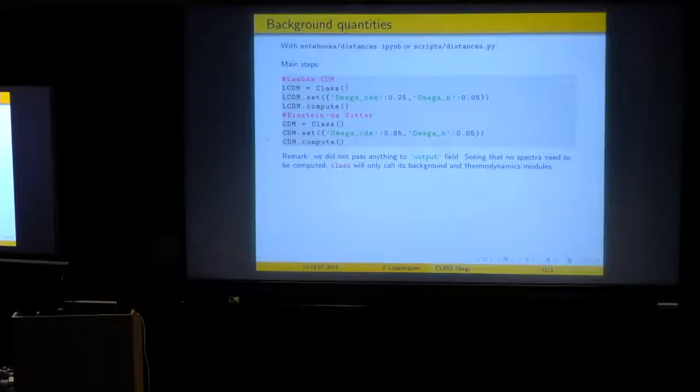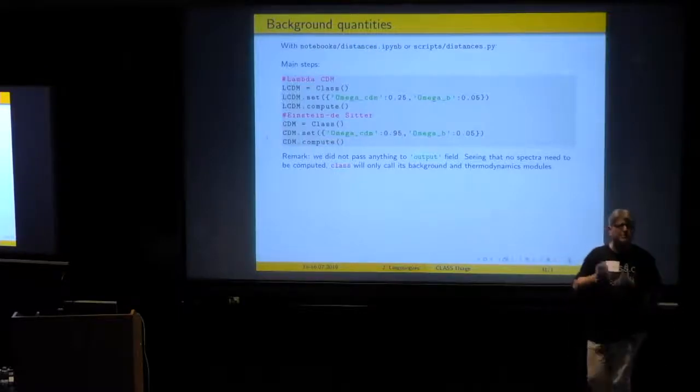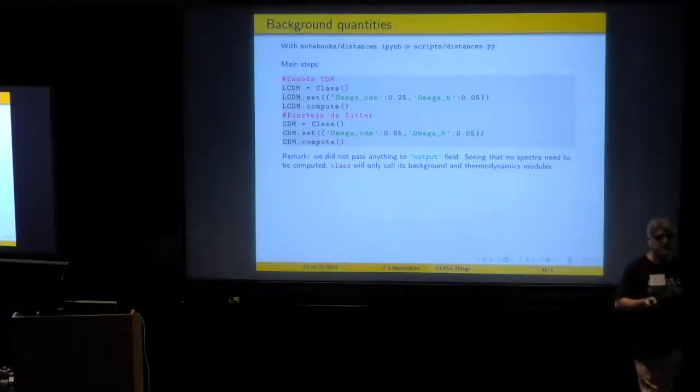I compute, I have all my results stored here. I do the same for the Einstein de Sitter model. I compute, and I have everything stored here. So we didn't pass an output field. Normally, we were using TCL, PCL, LCL, and PK. But we don't need any CL or any PK. So we just don't pass anything in output. And the logic of class is that when there is no output requested, only the background and thermodynamics modules will be evaluated. So actually, when you call class without this output field, it lasts only a few microseconds because these modules are extremely fast.